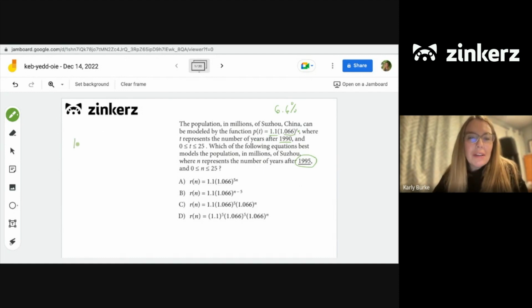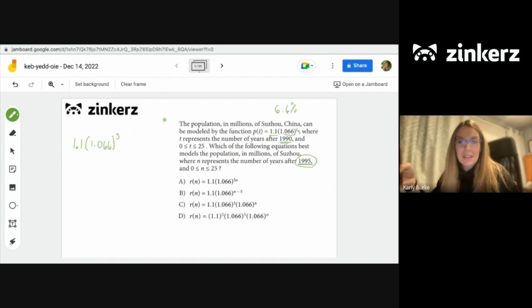We still have the initial value, which is 1.1. And this 1.066, between 1990 and 1995, this happened 5 times. Does that make sense? From 1990 to 1995, that happened 5 different times.